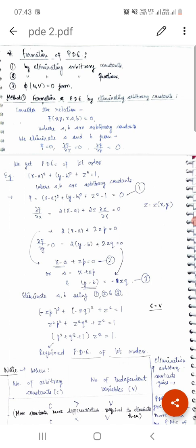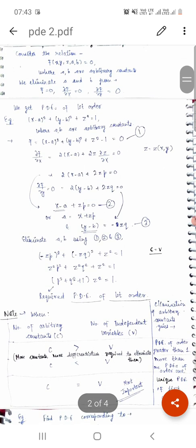So we partially differentiate it. First we differentiate it with respect to x and then with respect to y, and keep these equations equal to 0. Now we have three equations in our hands. Using these three equations, we can eliminate the arbitrary constants. This is the first type of formation. The other one is where we eliminate arbitrary functions which are present in the equation.